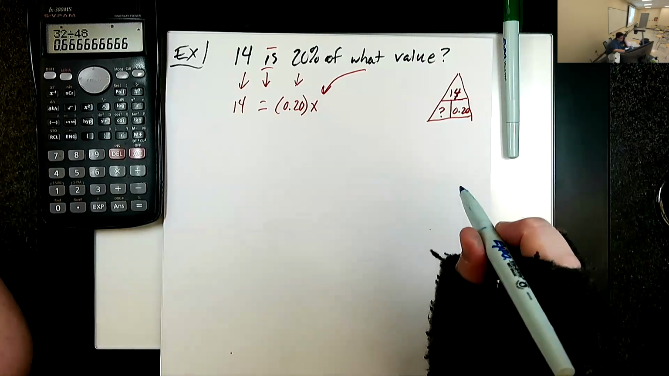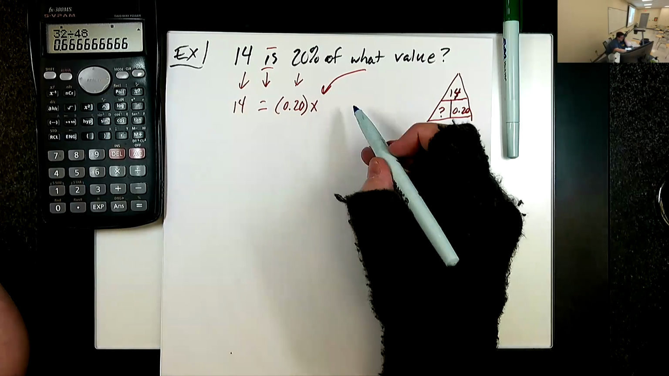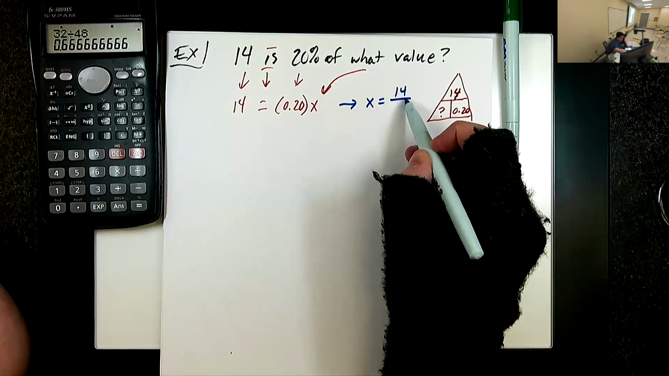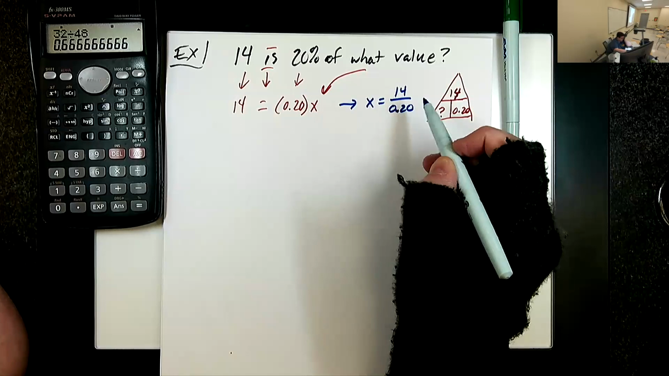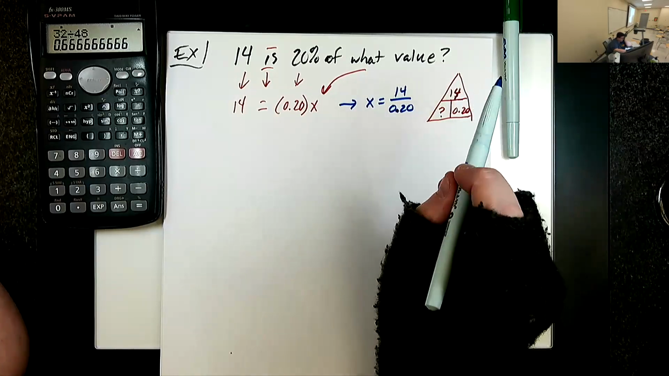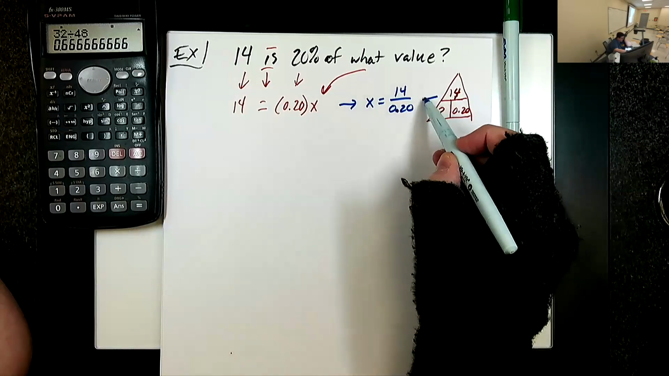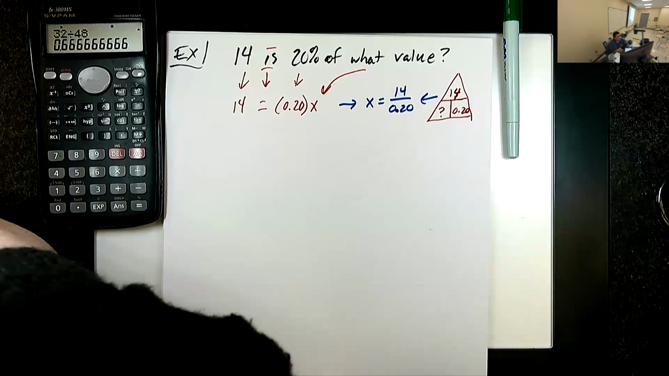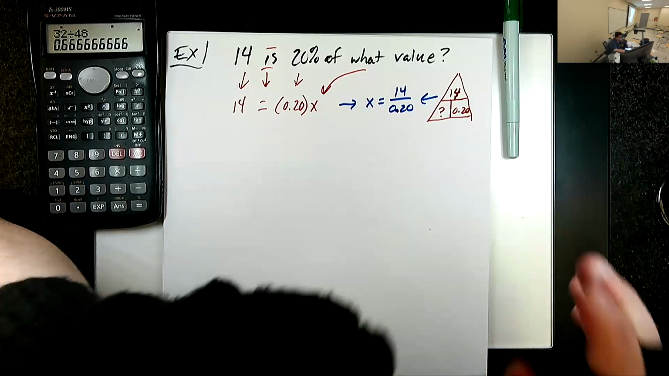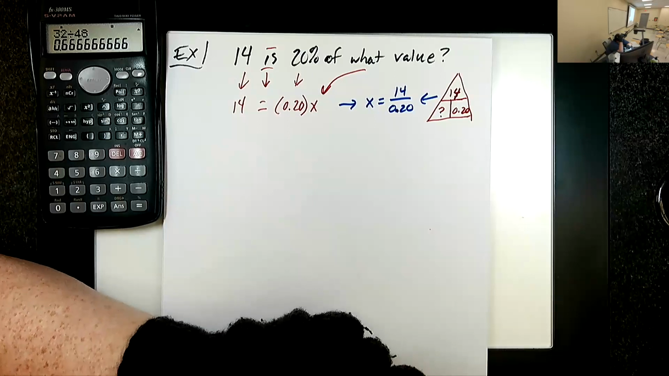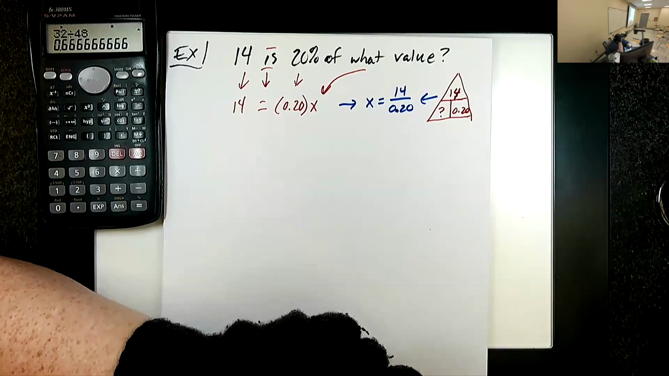Now you have a couple of options. You can jump straight to dividing. X equals 14 over 0.20. And that'll match what's over here. This is, I told you like yesterday, get rid of decimals.